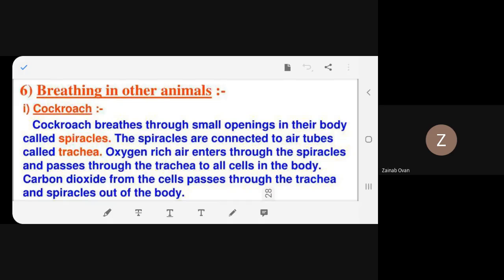Breathing in other animals. Cockroach. Cockroach breathes through small openings in their body called spiracles. The spiracles are connected to air tubes called trachea. Oxygen-rich air enters through the spiracles and passes through the trachea to all cells in the body. Carbon dioxide from the cell passes through the trachea and spiracles out of the body.